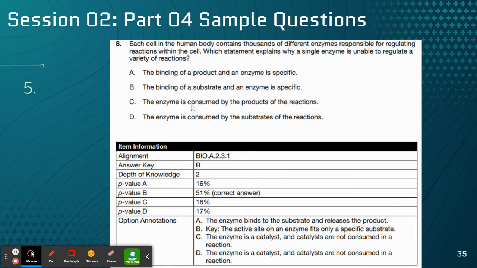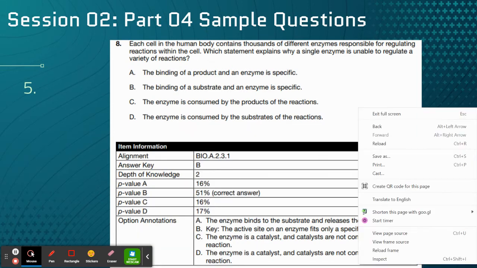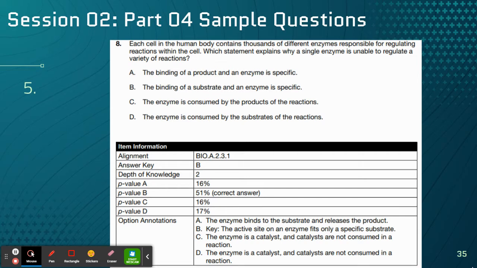The enzyme is consumed. We know that's not true. The enzyme is consumed. We know that is not true. So I would be picking letter B as the most correct answer. And again, this is really hard stuff, guys. Lots of vocabulary here. Take your time, eliminate choices. You got this. You got this.